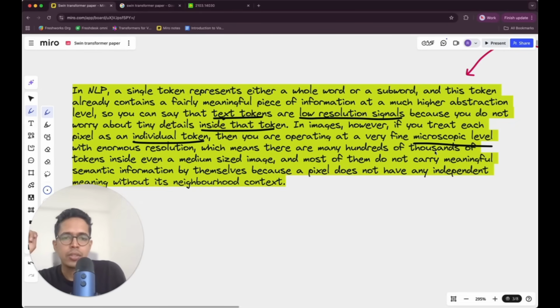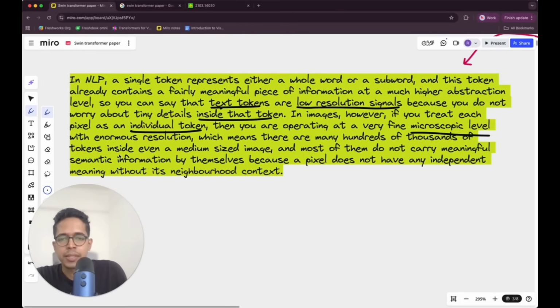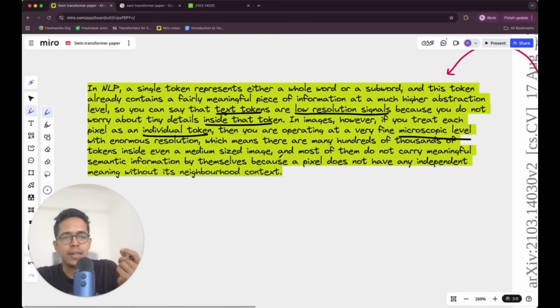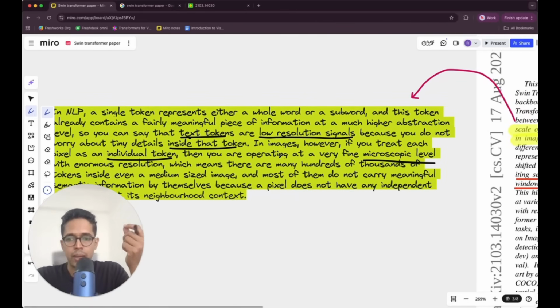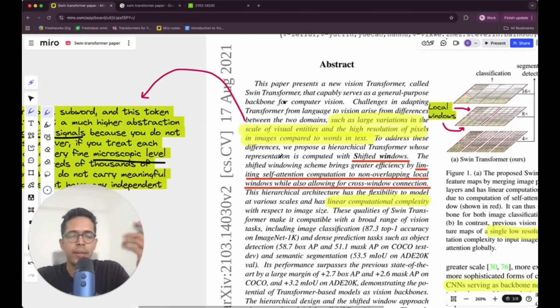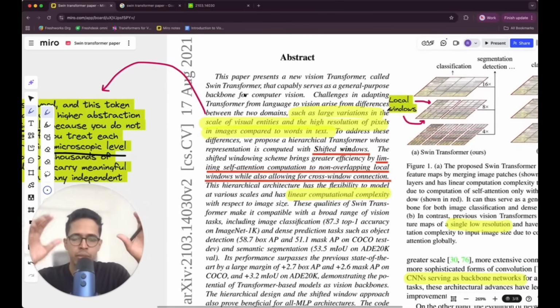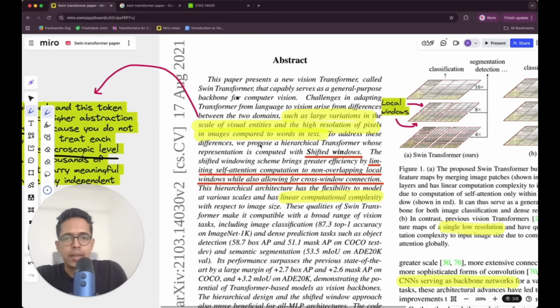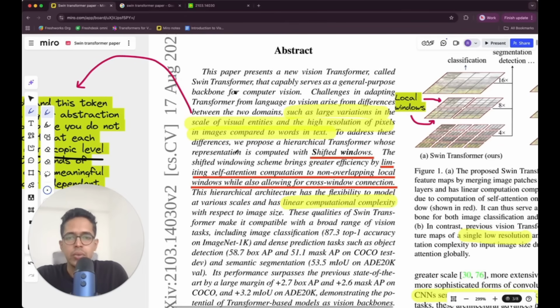Which means there are many hundreds of thousands of tokens inside even a medium-sized image. And most of them do not carry meaningful semantic information by themselves because a pixel does not have any independent meaning without its neighborhood context. So a pixel as an independent entity carries no meaning. A word or subword as a token can carry a lot of meaning. So there is a huge difference between natural language processing and computer vision, simply because of how you may think about one token. To address these differences, we propose a hierarchical transformer whose representation is computed with shifted windows.